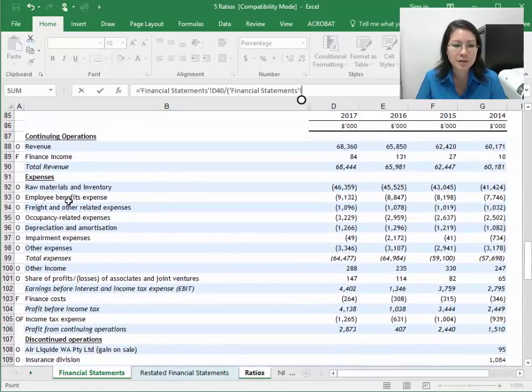So under expenses, sometimes some companies will list cost of goods sold as a negative revenue up here, like a bracketed revenue, but most of the time it should be listed somewhere here. Wesfarmers hasn't listed it as cost of goods sold, but they have listed raw materials and inventory. And I know that's my cost of goods sold. So in my case, Wesfarmers is not calling it cost of goods sold or cost of sales. They're calling it raw materials and inventory.